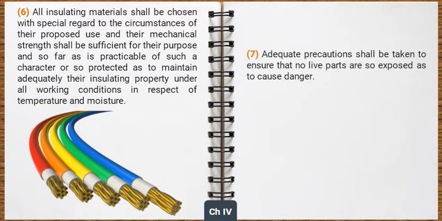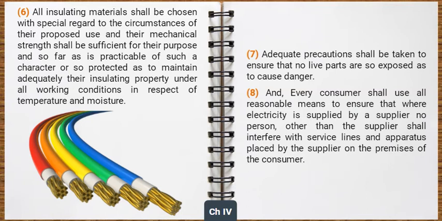Adequate precautions shall be taken to ensure that no live parts are so exposed as to cause danger, and every consumer shall use all reasonable means to ensure that where electricity is supplied by a supplier, no person other than the supplier shall interfere with service lines and apparatus placed by the supplier on the premises of the consumer.